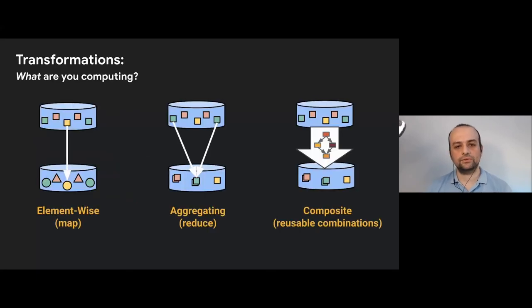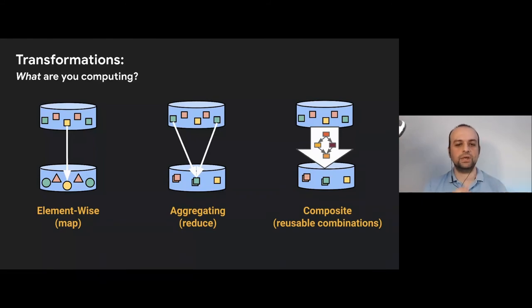So transformations first. Transformations are a pretty cool thing. You can do element-wise transformation, where you pick one thing, you do something with it, and you leave that thing to be another thing, but just one thing. You can do aggregation.